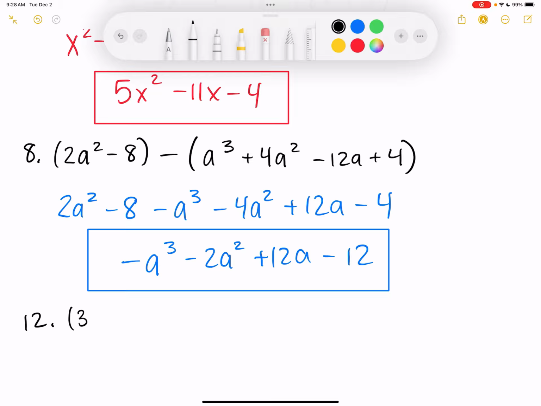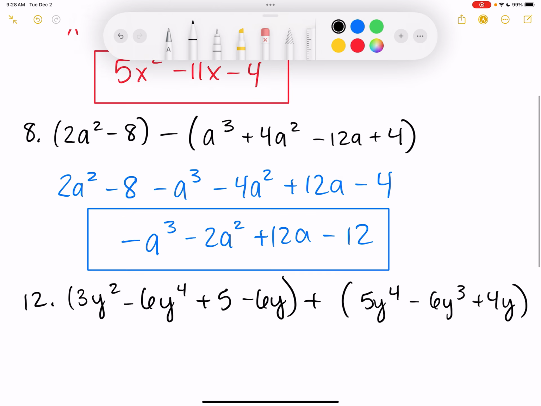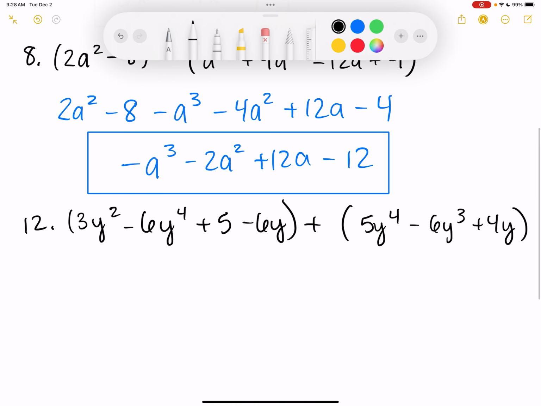12. 3y squared minus 6y to the 4th plus 5 minus 6y, and then plus 5y to the 4th minus 6y cubed plus 4y. Whoa. So this one, obviously I don't need to distribute because this is just plus. So that means the signs just stay as they are. I would just work through and do my terms in order so that I don't have to rewrite it all again. So negative 6y to the 4th plus 5y to the 4th, negative y to the 4th.